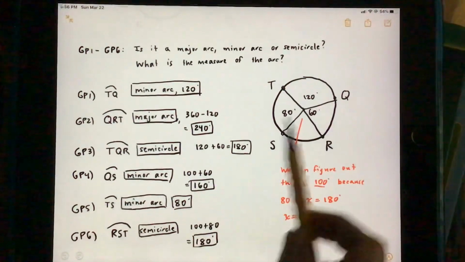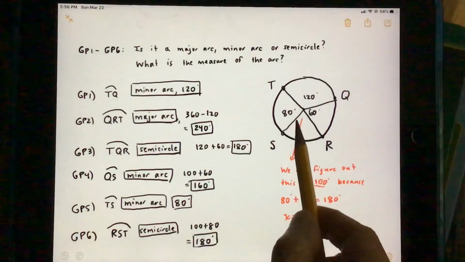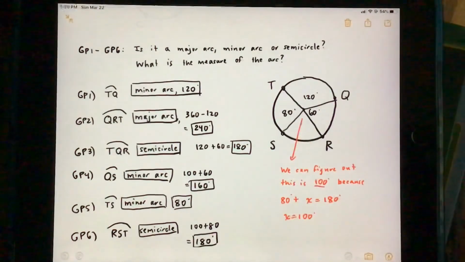Guided practice 5, TS. This is a minor arc. It's got two letters, and we don't have to do any calculating. We can see right away it's 80 degrees.